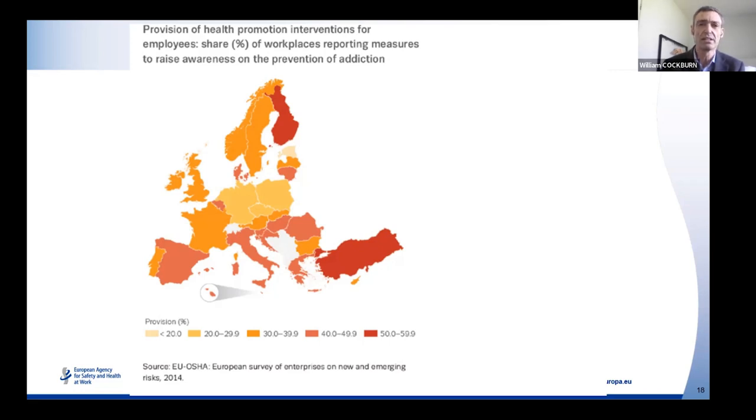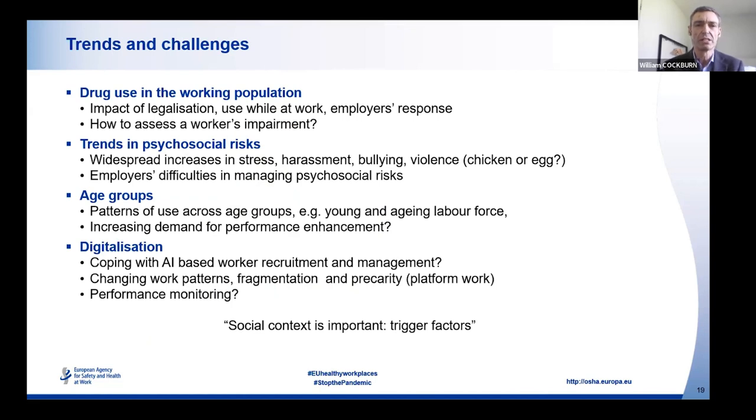If we go to the next slide, just to summarize some of the trends and challenges that we see from our perspective. One is the extent of drug use in the working population. What will be the impact of legislation? The study I mentioned in Canada indicated that the prevalence of drug use in the workplace did not change. It stayed constant at around 12%. What there was, was a very big increase in the proportion of workplaces that had a policy on drug and alcohol use in place. It changed from 63% to 79%. So quite a positive impact in that sense.